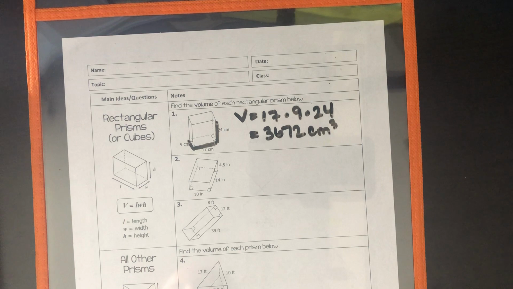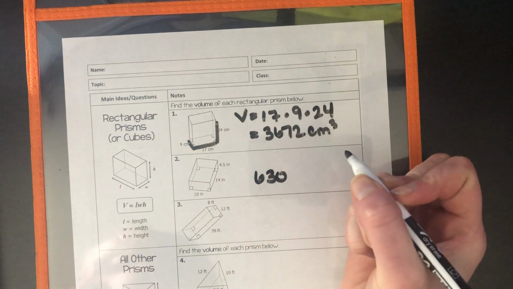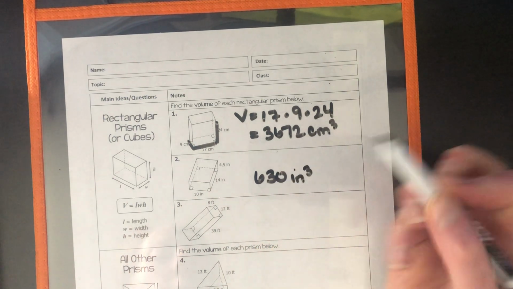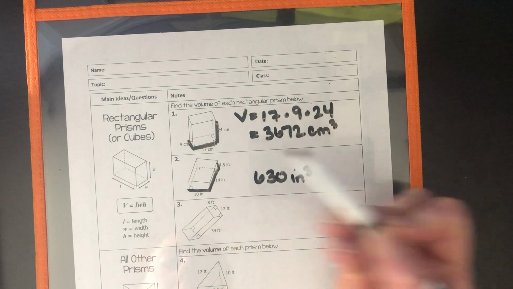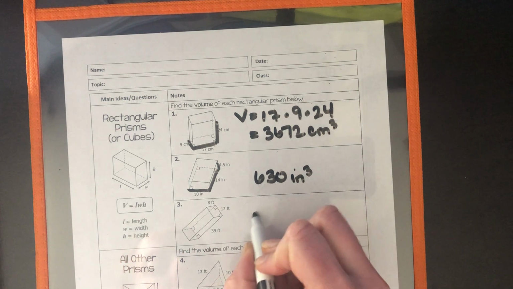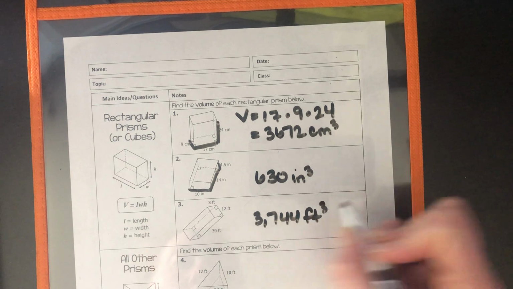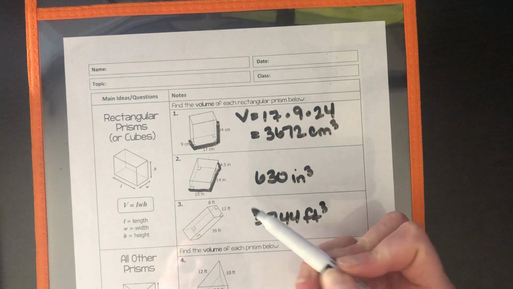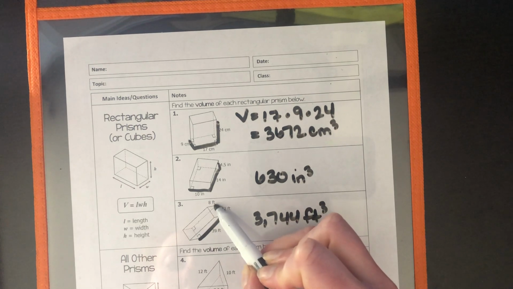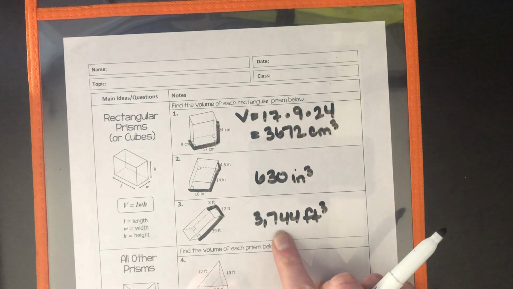All right, now, for number 2, you would have gotten 630 inches cubed because you would do 10 times 14 times 4.5. Number 3, you would get 3,744 feet cubed. Because depends on how you look at it, but to me I see a length, a width, and no, actually this would be the width, that'd be the height, but you'd still get the same answer. Okay, so that's an introduction about volume.